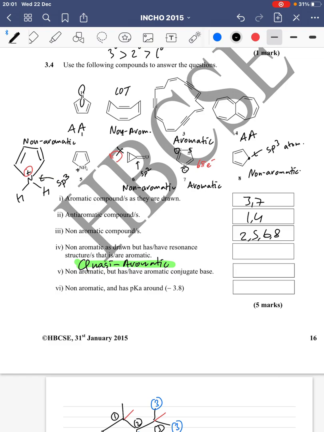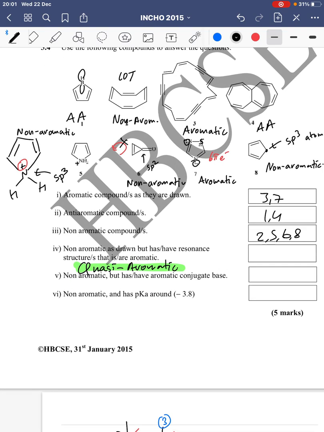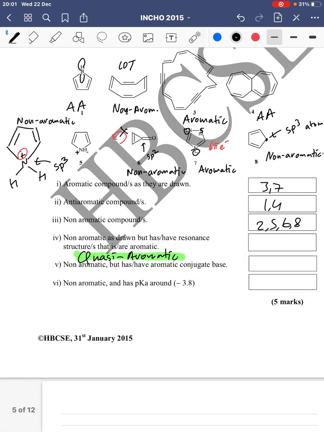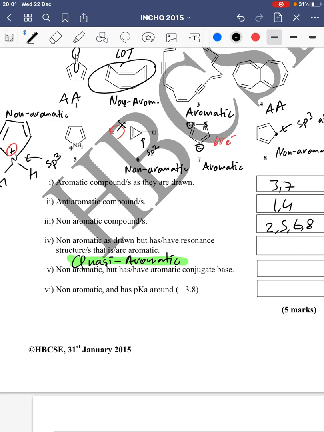Important term to remember. So let's see which is quasi-aromatic, and we need to check it from the non-aromatic ones. So we'll check from 2, 5, 6 and 8. So let's add a page. We draw, so this molecule cannot get planar. It will always stay in the tub-shaped form as it is the most stable form of it.